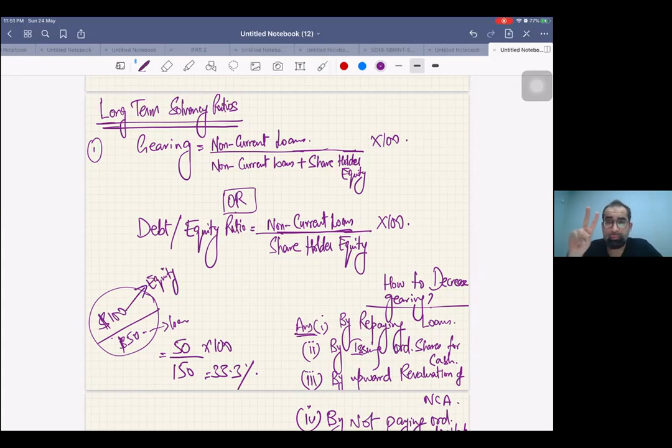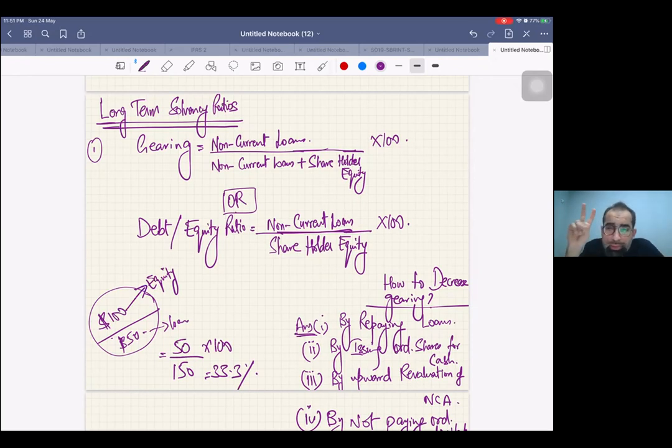And number two, the second reason why loans are bad. When you take a loan, you commit to a repayment date. You commit to repay the loan on a particular date. And if you don't pay the loan on time, that means this is going to be a default. And the bank will go and file a case against you and your business will wind up.